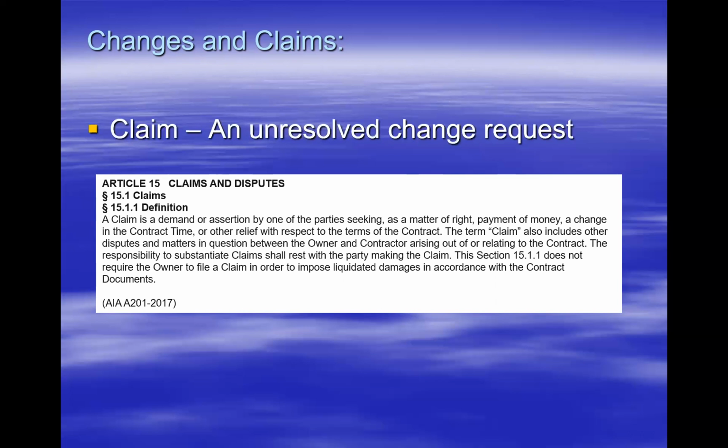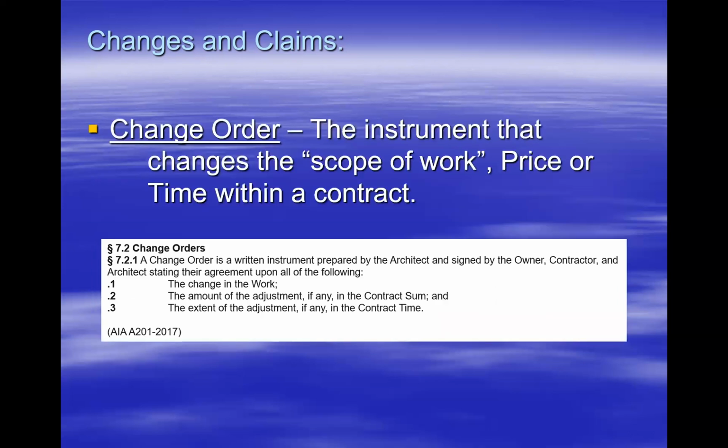Okay, so let's move on here. Okay, so change orders. Again, this is out of the 2017 A201, paragraph 7.2.1, and then subparts 1, 2, and 3. A change order is a written instrument prepared by the architect and signed by the owner, contractor, and architect, stating their agreement upon all of the following.